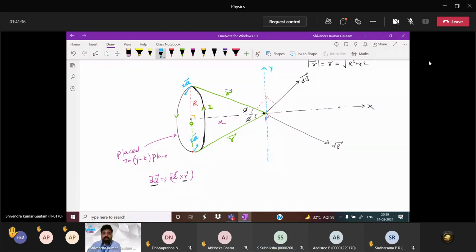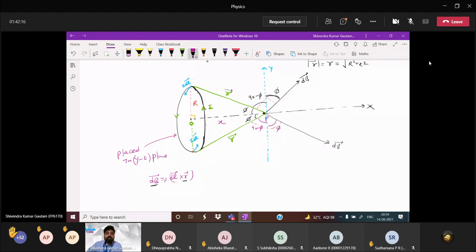Now if this angle is phi, what is this angle? It will be 90 minus phi. If this angle is 90 minus phi, what about this angle? It is phi or not? Because this total angle should be 90. So 90 minus phi, so this is phi. In the same way, you see this is phi. DL and dB are perpendicular, so this angle is also 90 degrees. Here if this is phi, this is also 90 minus phi or not? This is also phi or not?